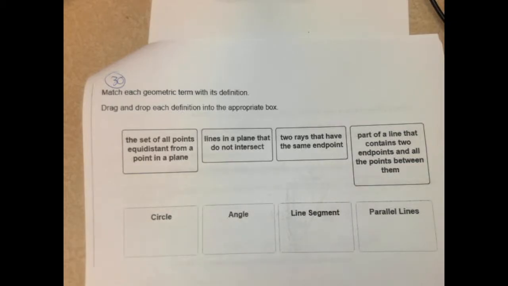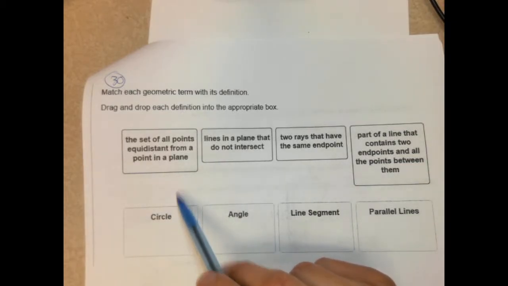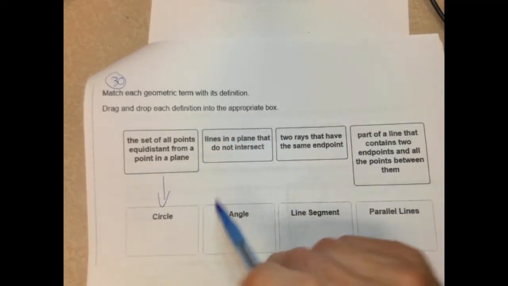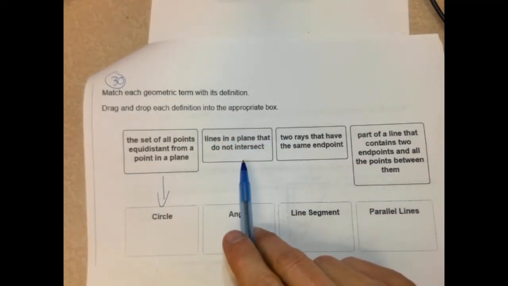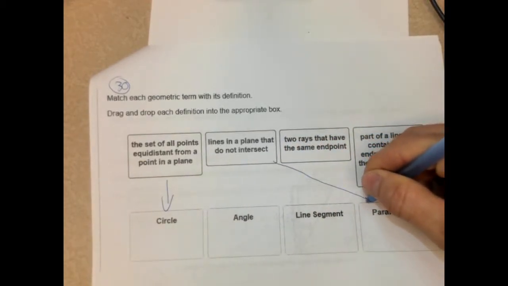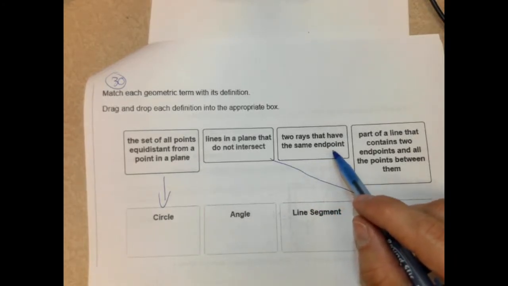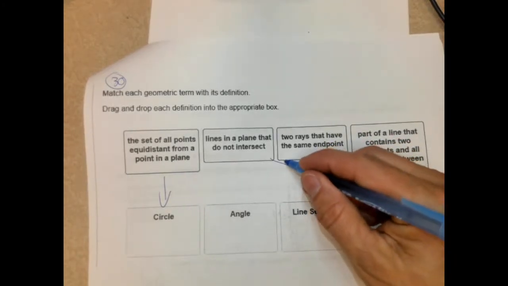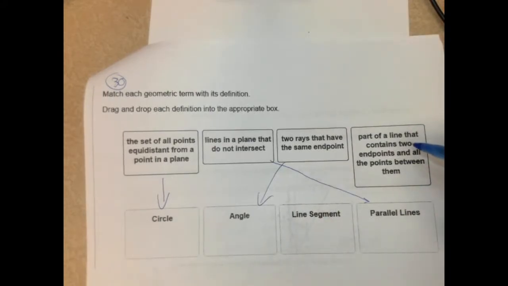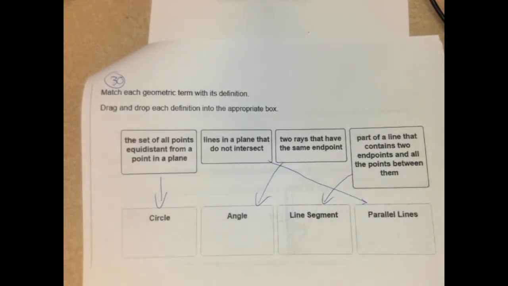Okay. The set of all points equidistant from a point in a plane, that would be circle. Lines in a plane that do not intersect, that would be parallel. They're specific to say in a plane because otherwise it could be skew. Two rays that have the same endpoint, that's going to be angle. And then part of a line that contains two endpoints and all the points between them, that would be a line segment. This one's pretty straightforward.